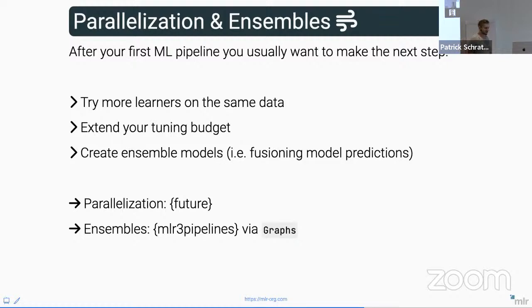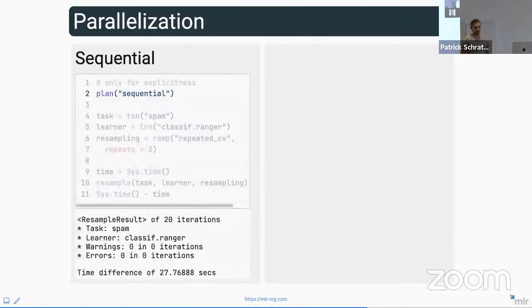For parallelization in general, we use Future, which is one of the parallelization frameworks, and in my opinion the best parallelization framework in R, by Henrik Bengtsson. And for ensembles, we rely on the mlr3pipelines package via so-called graphs or graph learners. We don't create a single learner. We create a graph learner that is composed possibly of multiple learners and pre-processing steps, and then use stacking or bagging to combine all of these. So let's look at parallelization and see how that works.